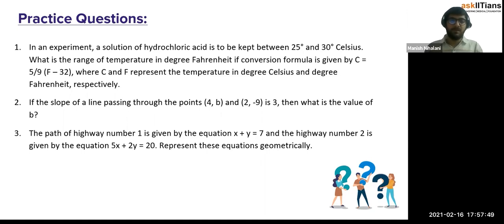So you would say slope value is 3, so y2 minus y1 upon x2 minus x1 is just 3. Find b. Very simple. The third one is also, you just have to represent these equations graphically. It's the same thing. You have to just plot these two equations on a graph, right? The highway number 1 equation and highway number 2 equation on a graph. So once you solve them, we would be discussing. Hopefully you all will try these questions as practice sums and get the answers of this.